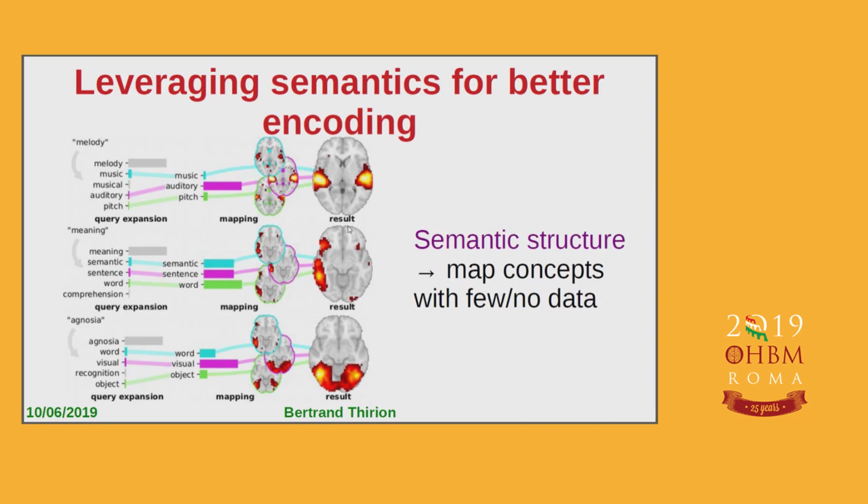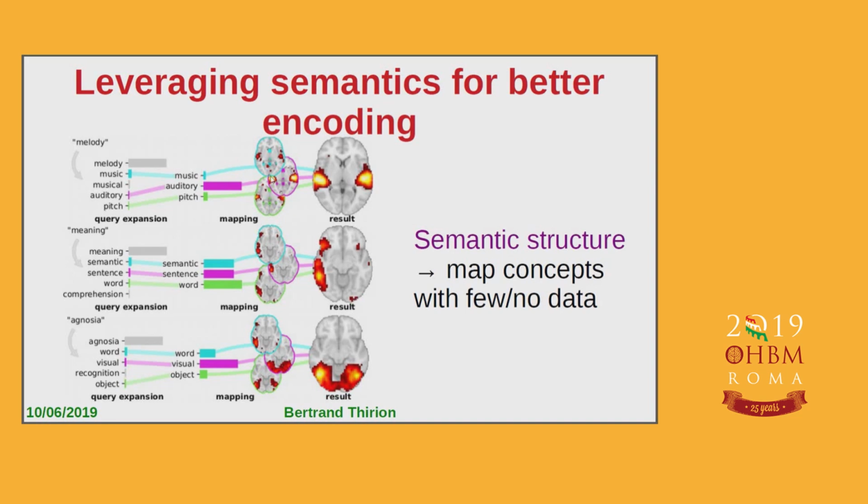What I'm going to show you now are two efforts to improve upon the current status. One first idea is to leverage semantic similarities. So sometimes some concepts are not well represented in our databases, but we have some related concepts which are well represented. I gave an example based on an encoding scheme. If you take the term melody, for instance, it's quite rare, so you would not be able to encode it correctly based on coordinate-based meta-analysis.